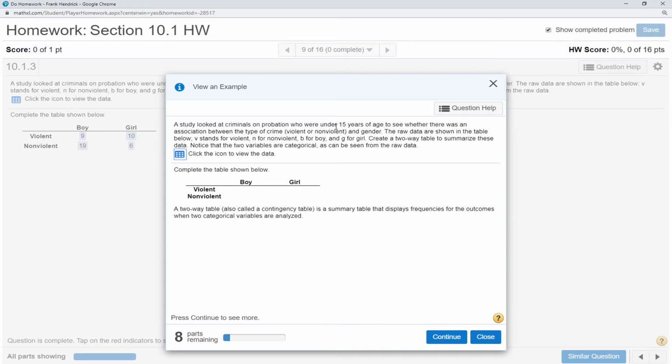So they looked at criminals on probation aged 10 to 15 to see whether there was an association between gender and type of crime. Raw data is shown in the table. V stands for violent, N for non-violent, B for boy and G for girl. Create a two-way table here.